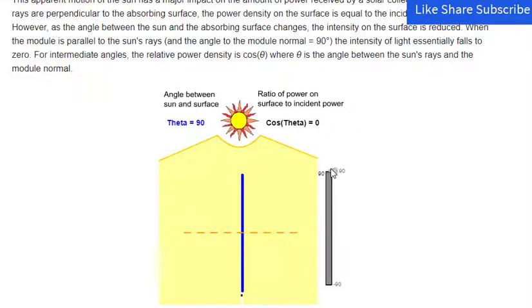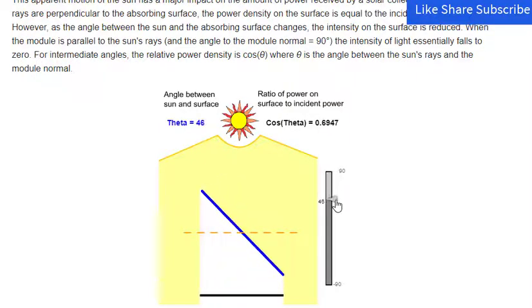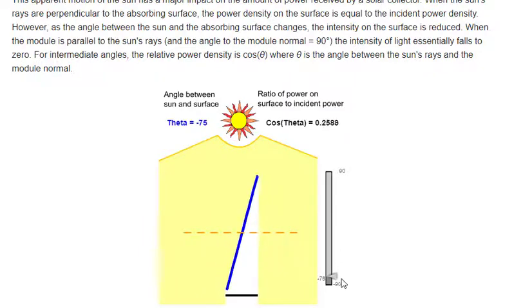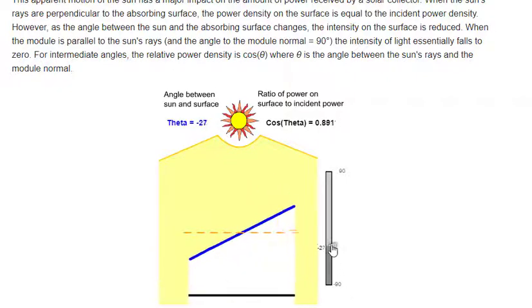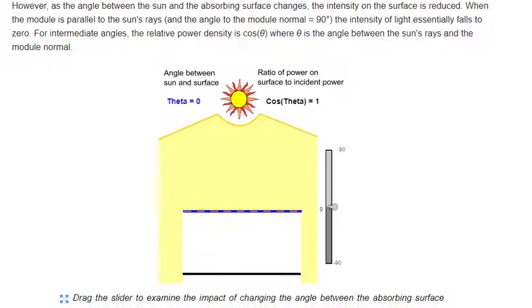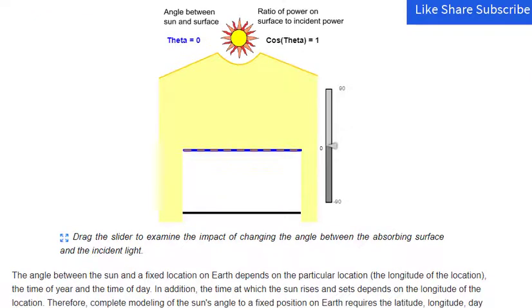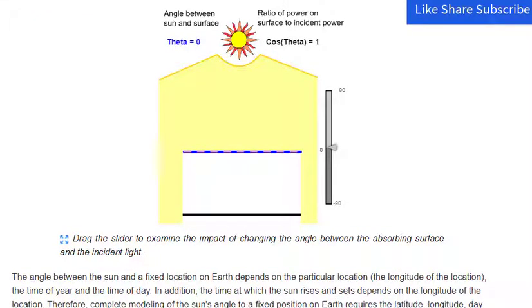For intermediate angles, the relative power density is cos theta, where theta is the angle between the Sun's rays and the module normal. The angle between the Sun and a fixed location on Earth depends on the particular location, the longitude of the location, the time of year and the time of day. In addition, the time at which the Sun rises and sets depends on the longitude of the location. Therefore, complete modeling of the Sun's angle to a fixed position on Earth requires the latitude, longitude, day of the year, and time of day.